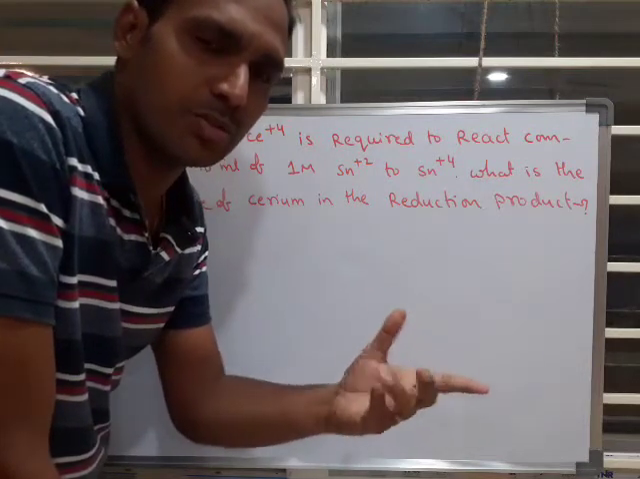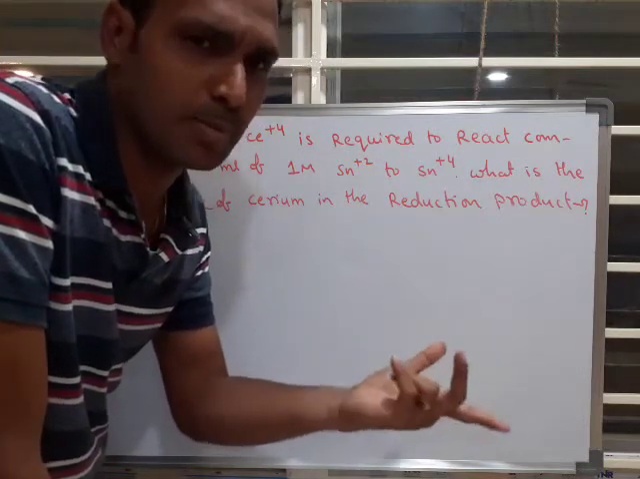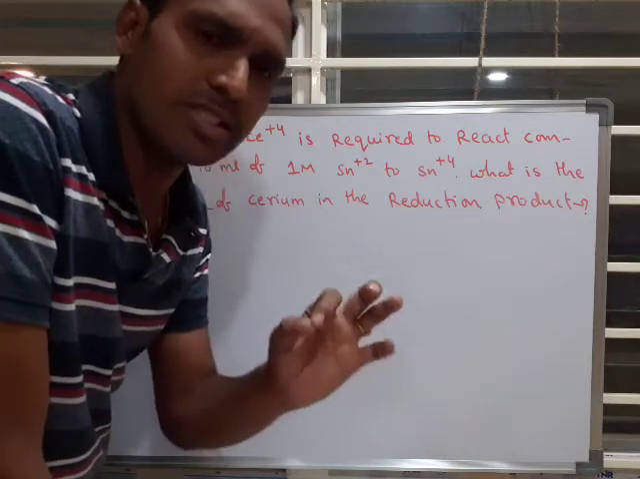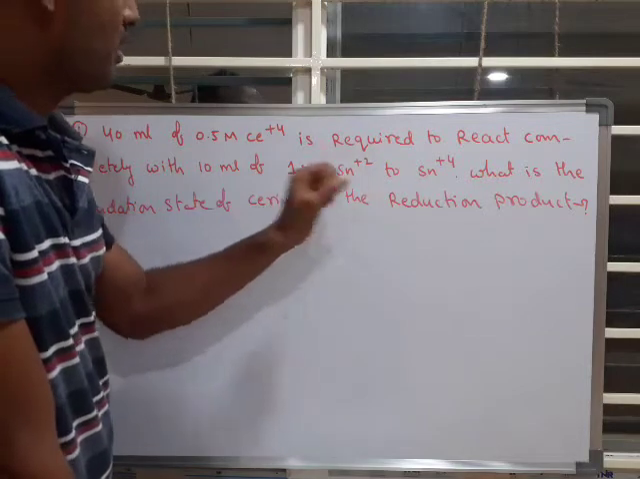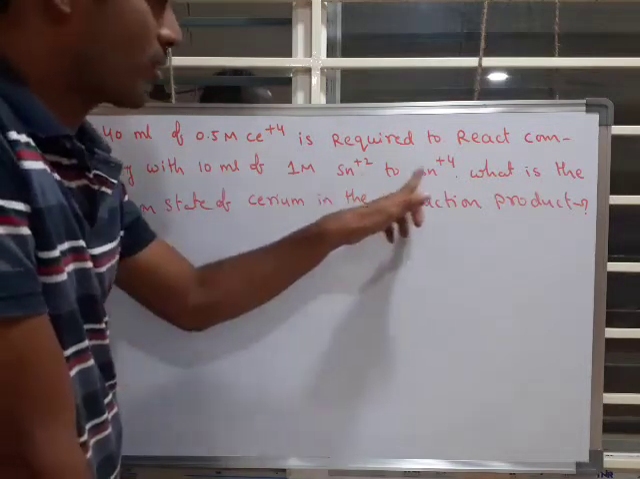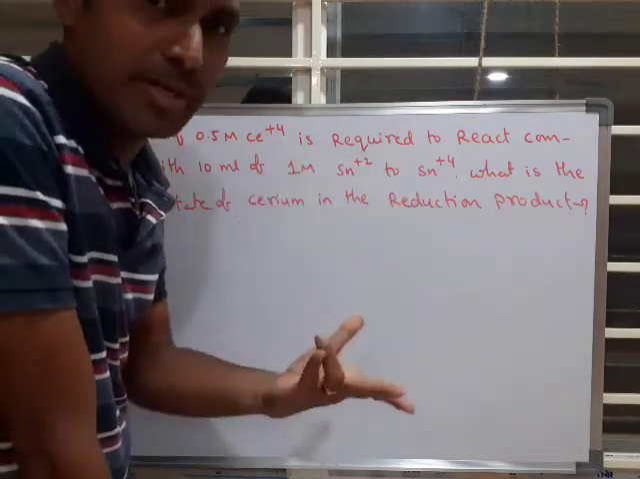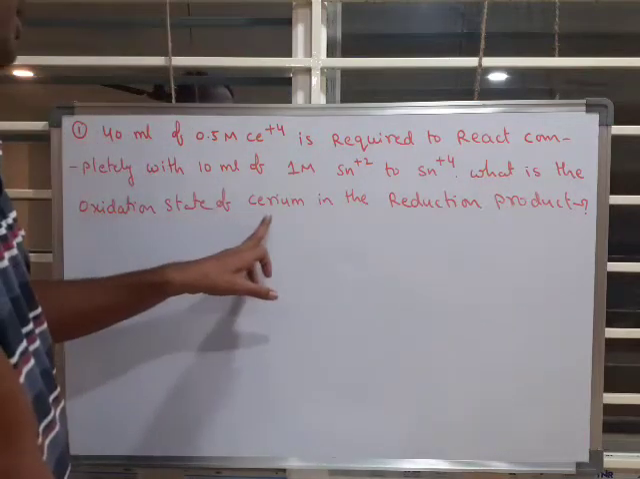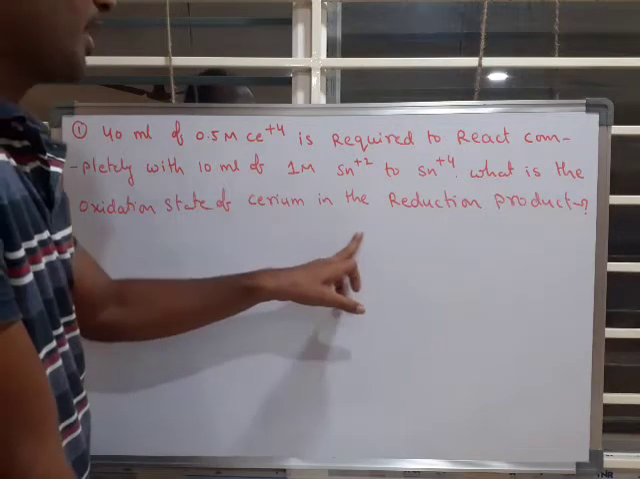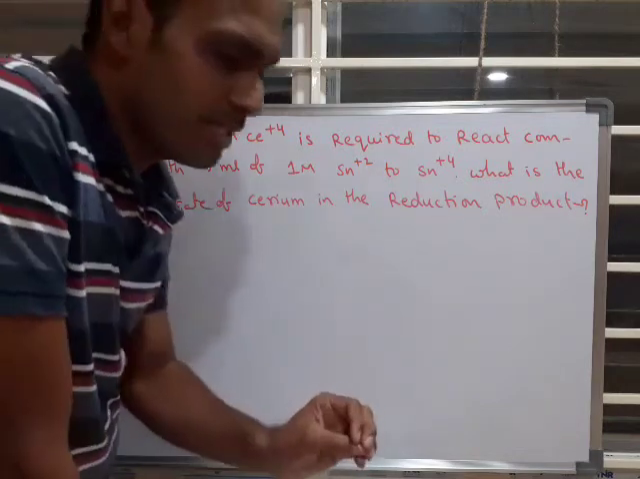Cerium+4 is reduced to maybe +3, maybe +2, maybe +1, maybe 0. So it is not given. Just it is given that Ce+4 is reduced. Since tin is oxidized, automatically Ce+4 will be reduced. We have to find what is the oxidation state of cerium in the reduction product.